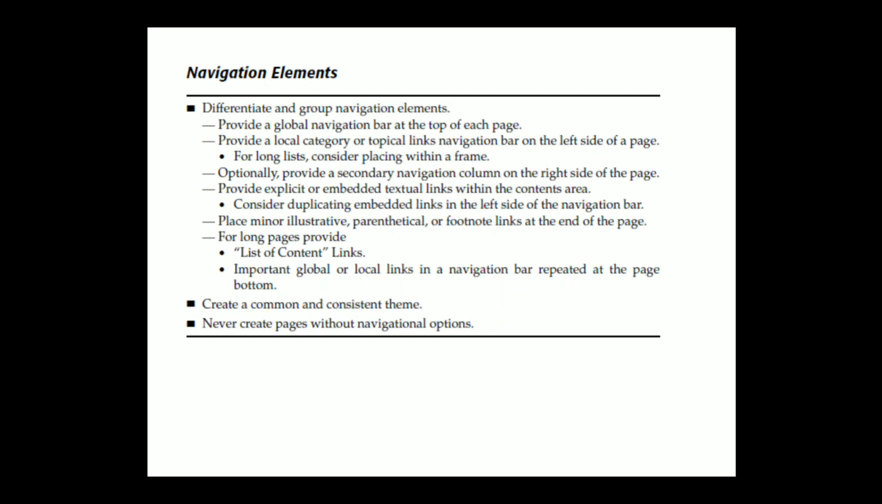So moving on to navigation elements. A website contains at least 3 levels of navigation elements: global or site-wide, local or specific, and minor or footnote. Clearly differentiate these navigation elements from one another and locate them consistently from page to page. Commonly selected elements or items should be positioned close to the edge of the screen.